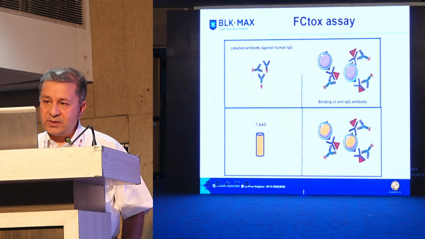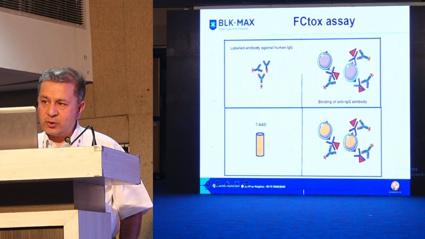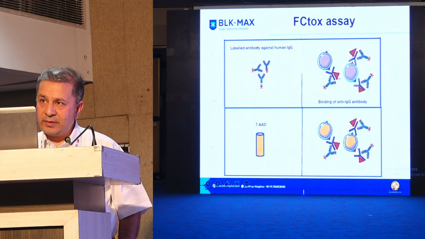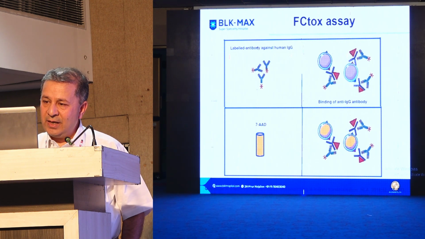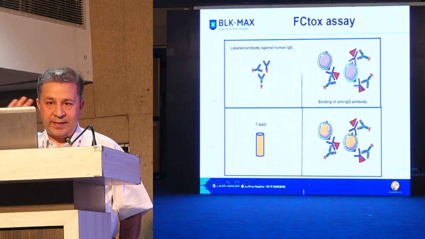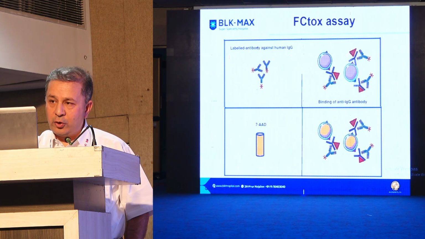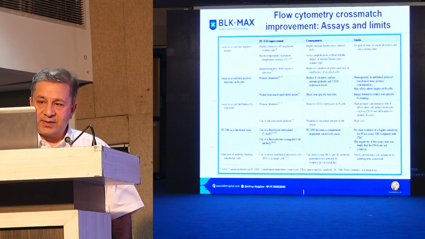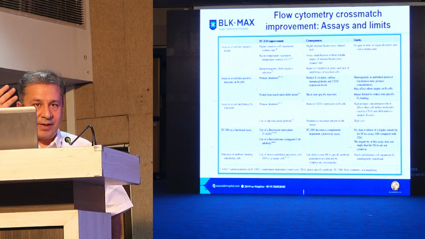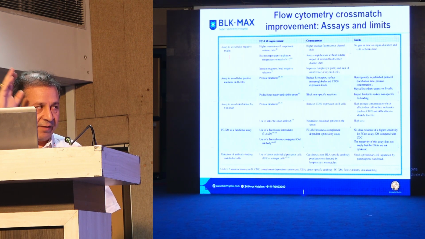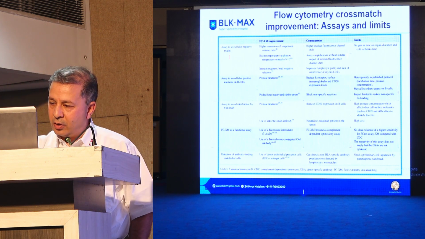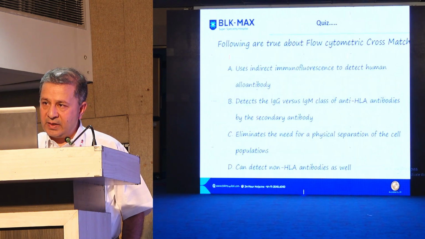And this is what happens. You have these cells, the antibody goes and binds to them, you add a complement, the red triangle over here, and then you add a viability dye. The moment a cell dies, the viability dye gets into the cell, and that fluoresces differently on a flow cytometer, and you're able to pick it up. And these are various limitations and assay improvements which have happened. We have the presentation with you all here. You can take a copy of this and use it for your own work.